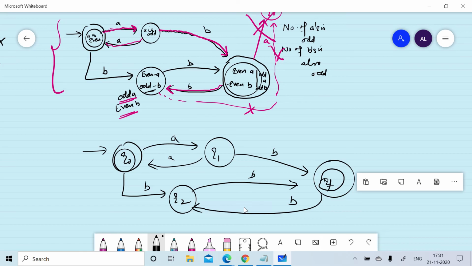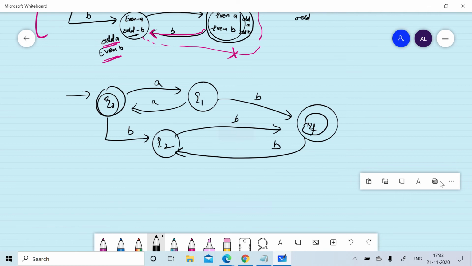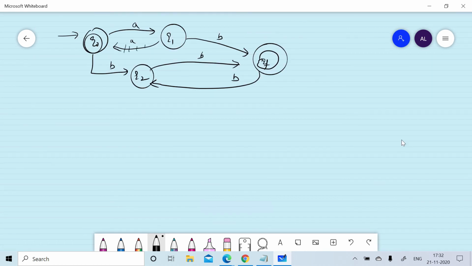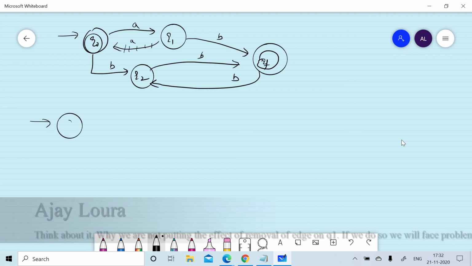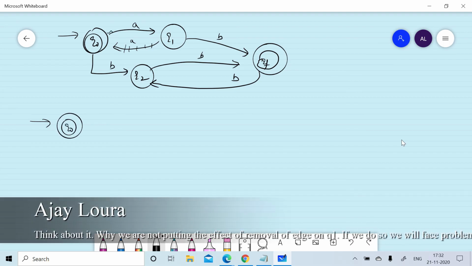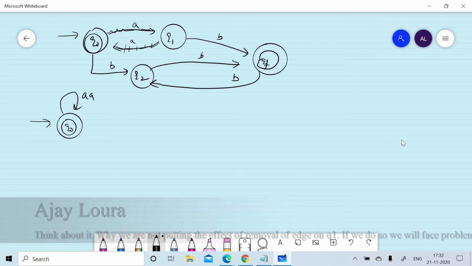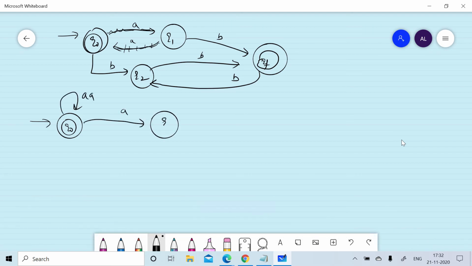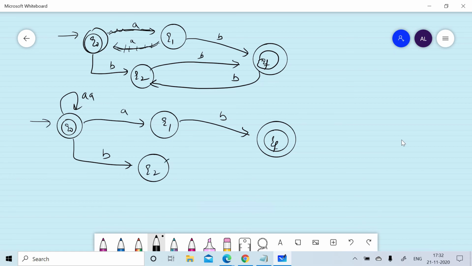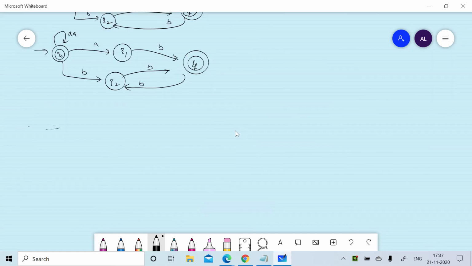Now we will try to convert this finite automata into a regular expression using the state elimination method. So we can remove this state by putting its effect on Q0. We can have a loop of aa, and on reading a, we will move to the Q1 state. Then on reading b, we are moving to the QF state. On reading b, we are moving to the Q2 state, and then on b we are coming back to the Q2 state from the QF state. After removal of the Q1 state, we will get Q0.